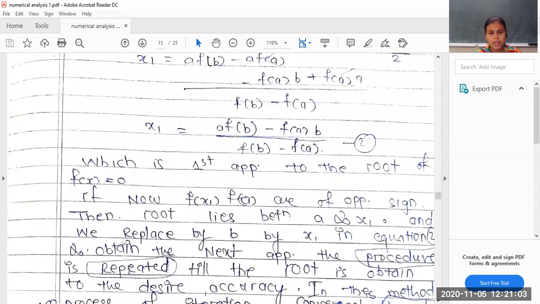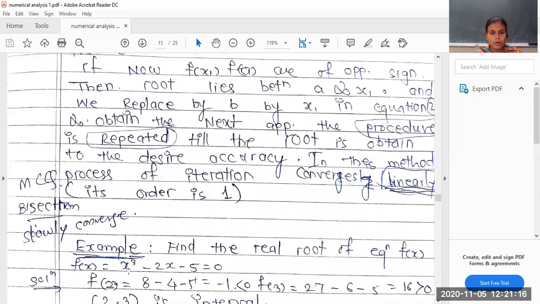In this way you have to follow the same procedure that we have done for our bisection method. Again you have to check f of x1 into f of a naught. If it is less than 0, then the root lies in a naught to x1. If it is greater than 0, then the root lies in x1 to b naught. And hence next you have to rename the interval as a1 b1.